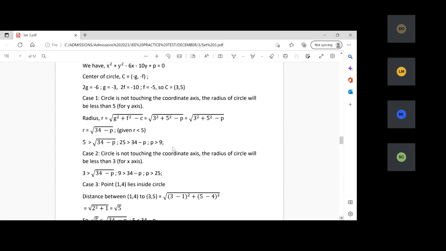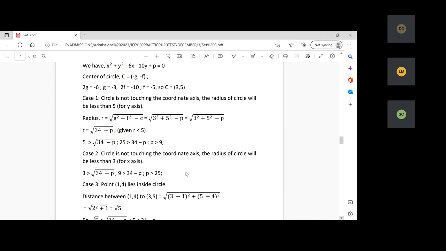Similarly, I have something for the x-axis also. The radius has to be less than 3. So here 3 will be greater than root of 34 minus p. This is 9. Solving it, you have the value which is greater than 25. So it's greater than 9, it's greater than 25. So it's greater than 25.